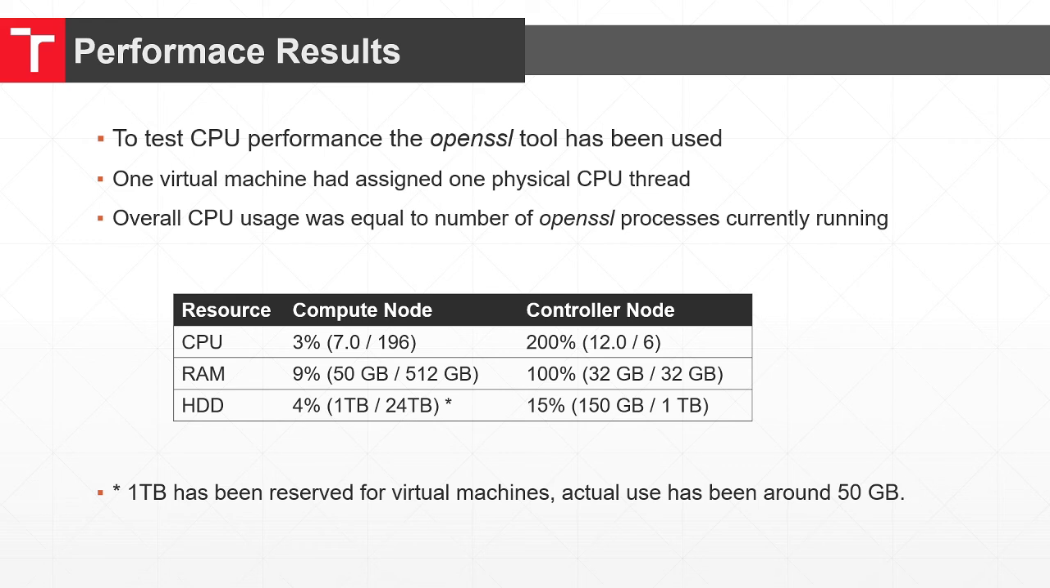On the compute server, performance was measured using the OpenSSL tool. Virtual machines always had one processor assigned to them. Our measurements show that CPU usage has always been equal to the number of running OpenSSL processes. In terms of performance, we did not use our full capacity. From the point of view of RAM of the computing server, we also did not use the full capacity, but this was caused by good optimization of virtual machines.